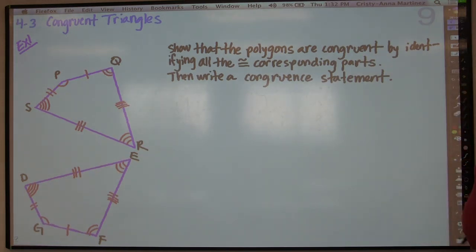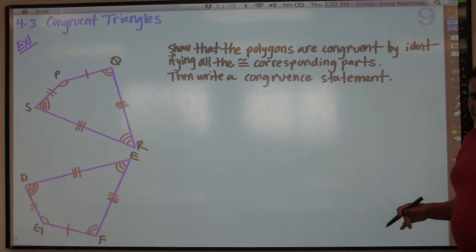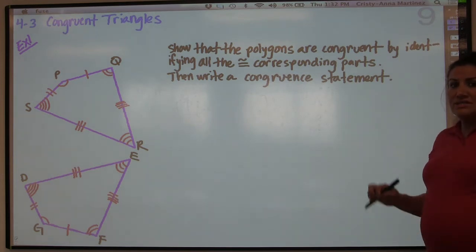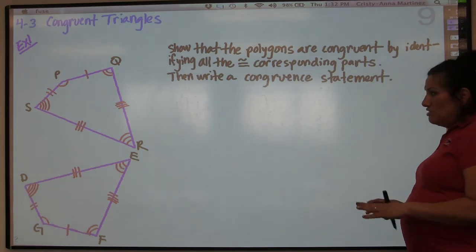Okay, so here we have our first example. It says show that the polygons are congruent by identifying all the congruent corresponding parts, then write a congruent statement. So the first thing I have to do, I know it seems kind of tedious, is actually go through and identify all the corresponding parts. Remember, there are 6 of them. There are 3 pairs of angles and 3 pairs of sides.